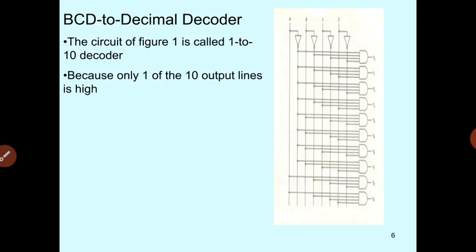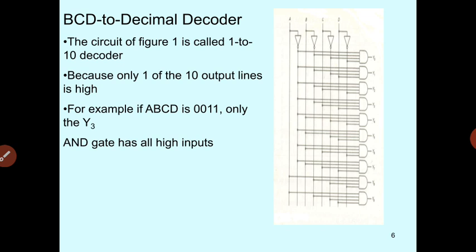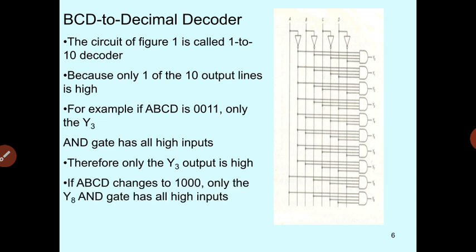The circuit is called a 1 to 10 decoder because only one of the 10 output lines is high. For example, if ABCD is 0011, only the corresponding decimal is y3, so y3 will be high. Only the y3 AND gate has all high inputs. Therefore, only the y3 output is high. If ABCD changes to 1000, then only the y8 AND gate has all high inputs, and therefore only the y8 output goes high.